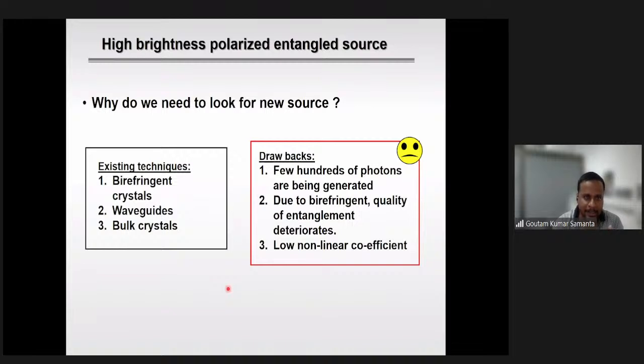As I said previously, the existing techniques for generating an entangled photon source use a birefringent medium, basically type 1 or type 2 phase matching. Waveguides are also used, but they have their own limitations, and then bulk crystals are used. The drawbacks are the number of photons and the nonlinear coefficient: the Chi2 coefficient of the materials is very small. So you have to find a material whose Chi2 coefficient is very large, or, even if the coefficient is low, use a longer crystal length, and then the nonlinear gain will go up.